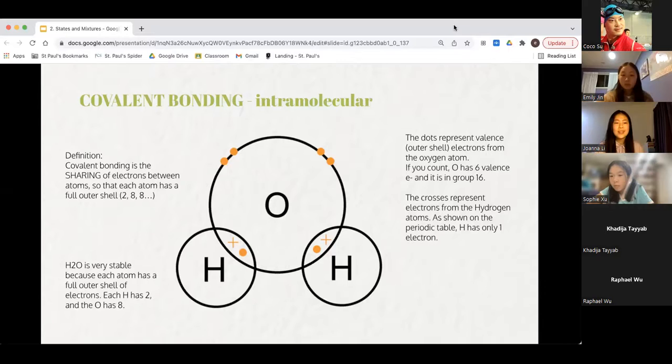So that's why it's sharing two electrons, one from each of the hydrogen atoms, represented by the crosses. The crosses are the electrons that technically belong to the hydrogen atom, but they're sharing them with the oxygen. So the oxygen now has 8 electrons in its outer shell, and the 2 hydrogen atoms also have 2 electrons in the outer shell. All of them have full outer shells, which makes these compounds very stable and also makes the covalent bond very, very strong.